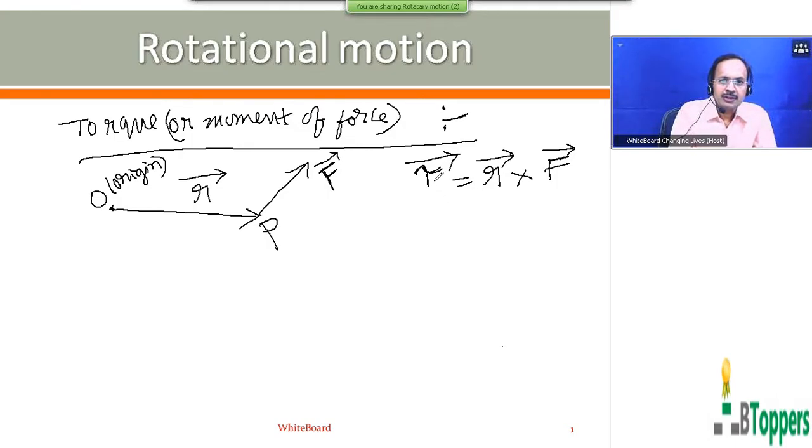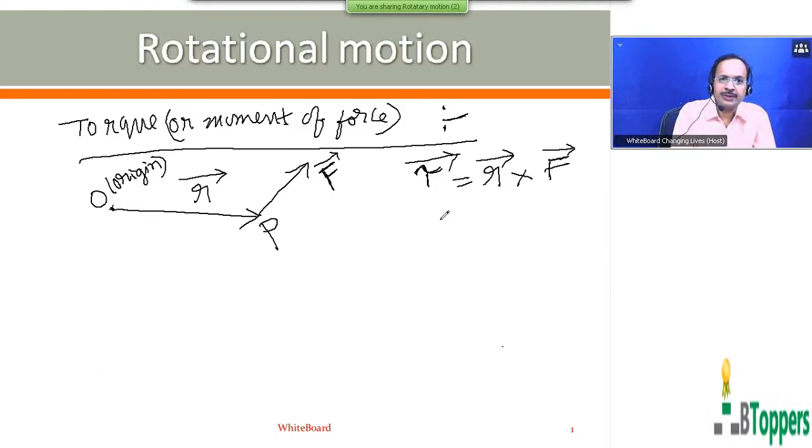So the direction of this vector tau bar, or torque, is perpendicular to the plane containing the vectors R bar and F bar. And the direction of tau bar can be found by applying the right hand thumb rule of the cross product of two vectors.